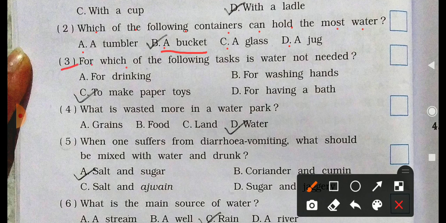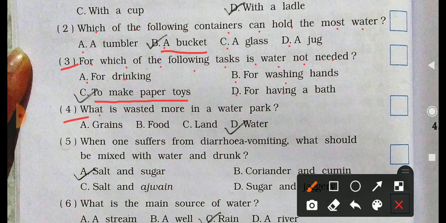Third, from which of the following tasks is water not needed? A, for drinking, B, for washing hand, C, to make paper toy, and D, for having a bath. For drinking, for washing hand, and for having a bath, we need water. But C is the right answer. To make paper toy, we don't need water.